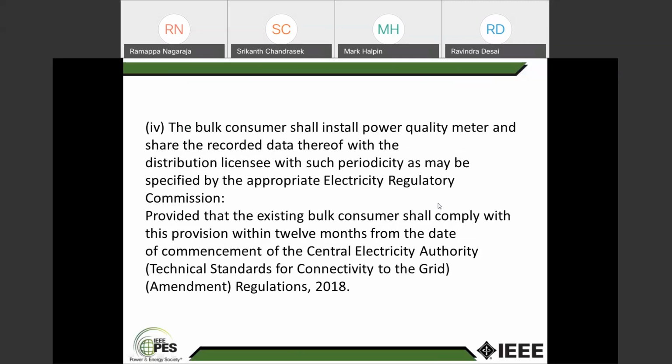And the next regulation is that the bulk consumer shall install the power quality meter and share the recorded data thereof with the distribution licensee with such periodicity as may be specified by the appropriate Electricity Regulatory Commission. Therefore, again, I would like Mark to comment on what the practice is in North America, whether the consumers provide the power quality meters they are supposed to install, or the utilities are installing them.